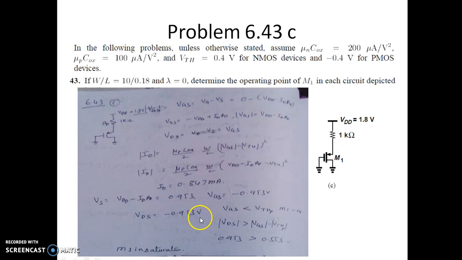So MOSFET is on now. So VGS is less than VTH of the P transistor. The MOSFET is on. So let us also try to find out what is VDS magnitude with respect to VDS sat. So VDS is 0.953 and VDS sat is 0.553. So since VDS is more than VDS sat, the MOSFET is operating in saturation region.